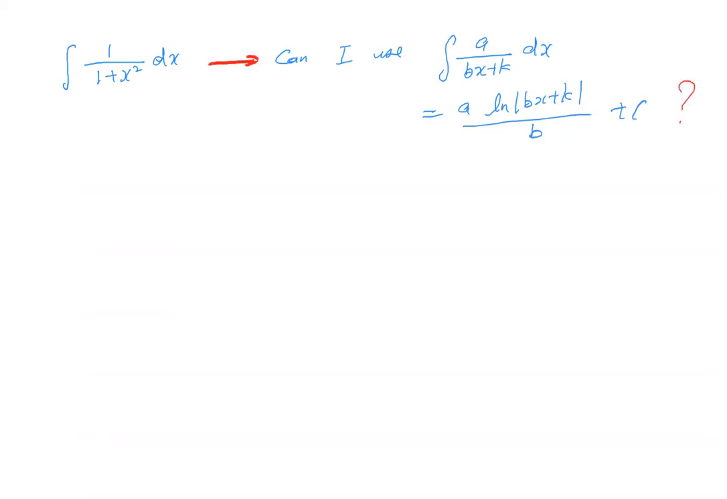Okay, I have two answers. So the first one is correct or the second one is correct? Is it a yes or a no? I say it's a no because the bottom is not a linear function. Wonderful. No, because 1 plus x squared is not linear.